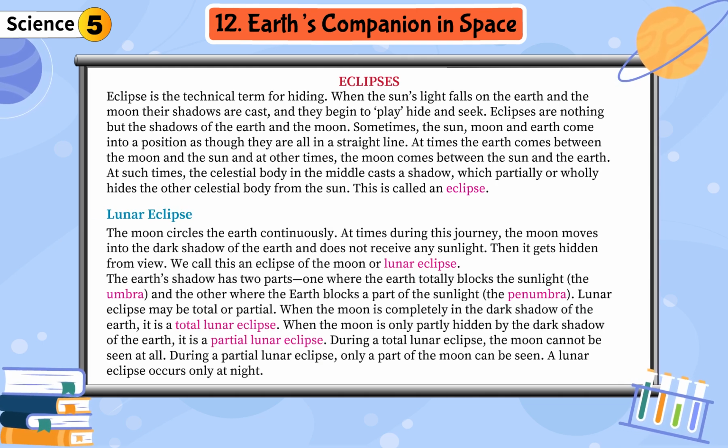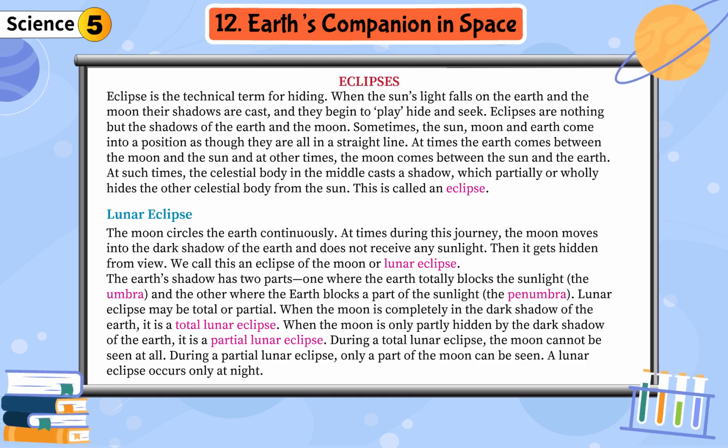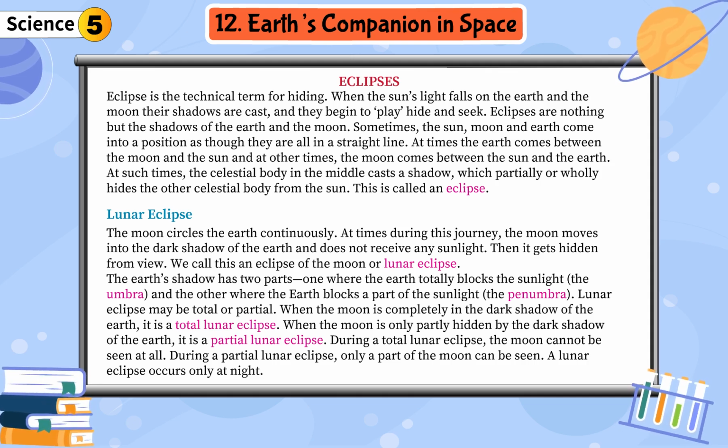Lunar eclipse. The moon circles the Earth continuously. At times during this journey, the moon moves into the dark shadow of the Earth and does not receive any sunlight. Then it gets hidden from view. We call this an eclipse of the moon or lunar eclipse. The Earth's shadow has two parts, one where the Earth totally blocks the sunlight and the other where the Earth blocks a part of the sunlight.